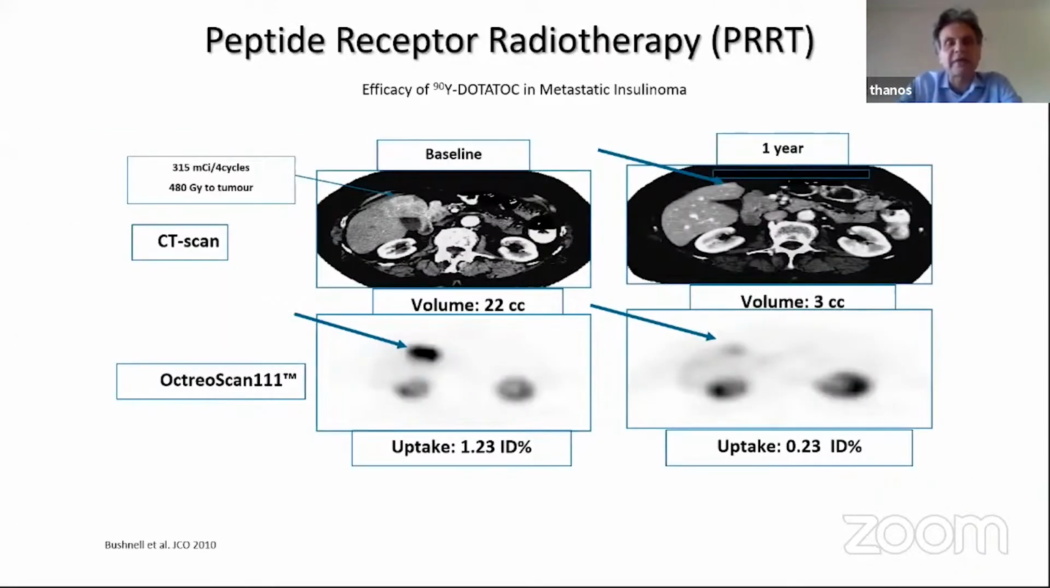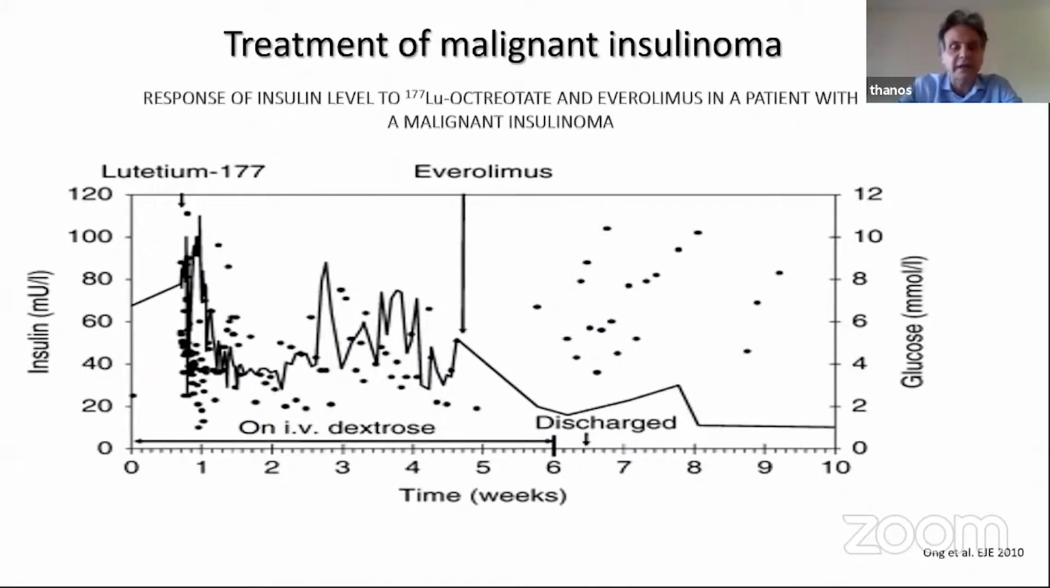And there are some data showing that patients who respond very well to PRRT can reduce the insulin levels, and they can control the refractory hypoglycemia. And of course, this accounts for every other method that can reduce tumor bulk. And this is a patient who was shown to have refractory hypoglycemia and was on continuous IV dextrose, and he was hospitalized for a considerable period of time. And after treatment with lutetium and everolimus, he was discharged and carried on everolimus with control of his hypoglycemia for a considerable period of time.